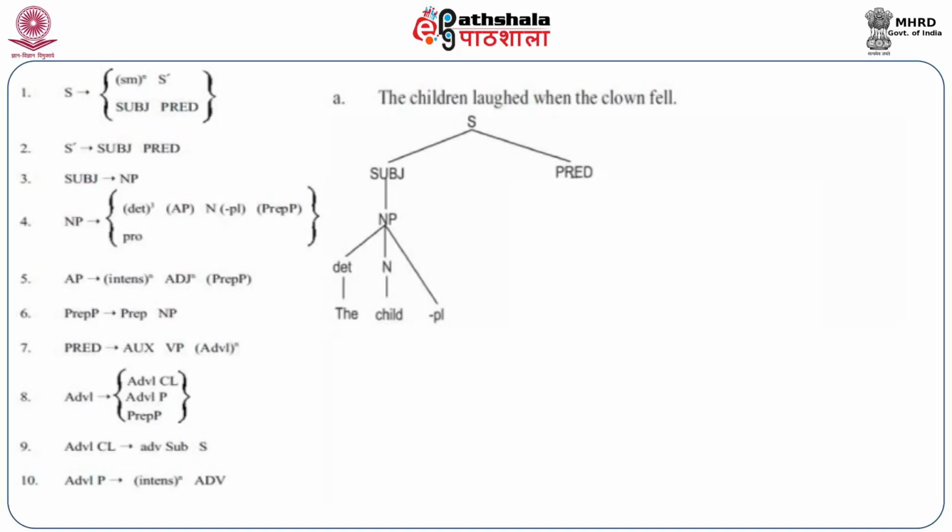Now we work with the second part. We finish with the children. Now, as soon as we see laughed, we know, okay, now I'm starting into the predicate. So the predicate will be composed of laughed when the clown fell. Now, the predicate. Is there a rule for predicate? Yes, there is. Go to rule number 7. The rule says that there is an auxiliary, a verb phrase, and an adverbial.